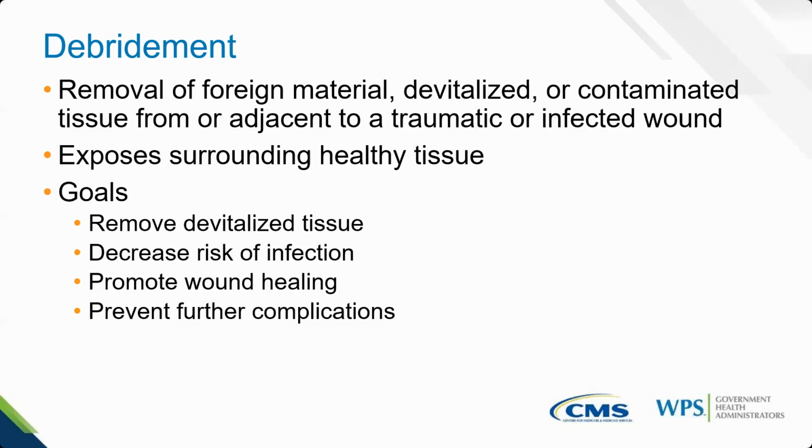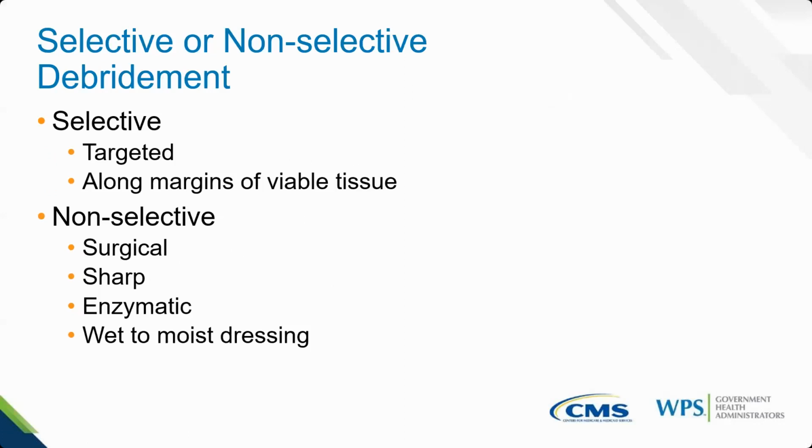And then you can see there, the goals are going to be to remove that devitalized tissue, decrease the risk of infection, promote wound healing, and then, of course, prevent further complications. In your treatment plan, you also need to identify the frequency at which you believe that patient needs to receive the debridement. Now, this is your treatment plan. So you may run into situations where you need to do something on a more frequent basis, which means you'll be updating that plan. Or the patient's wound is healing a lot better than you expected, in which case you would update that treatment plan.